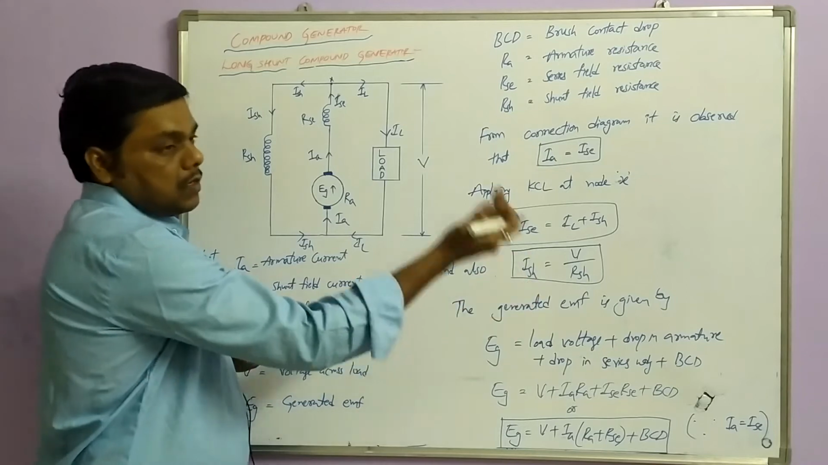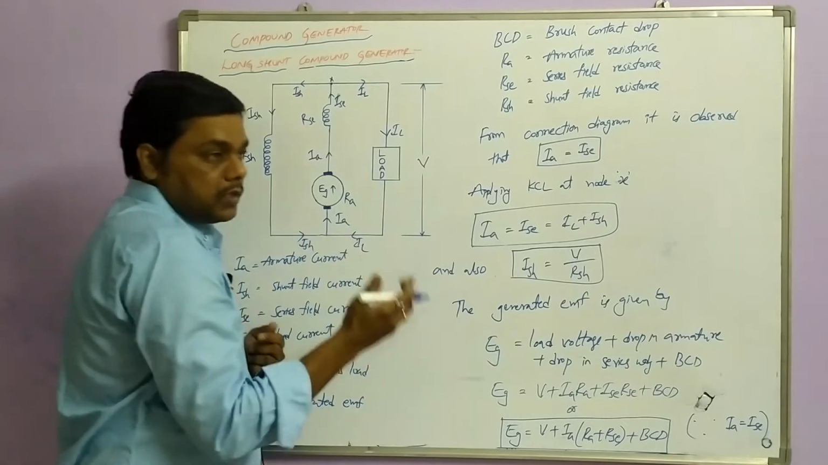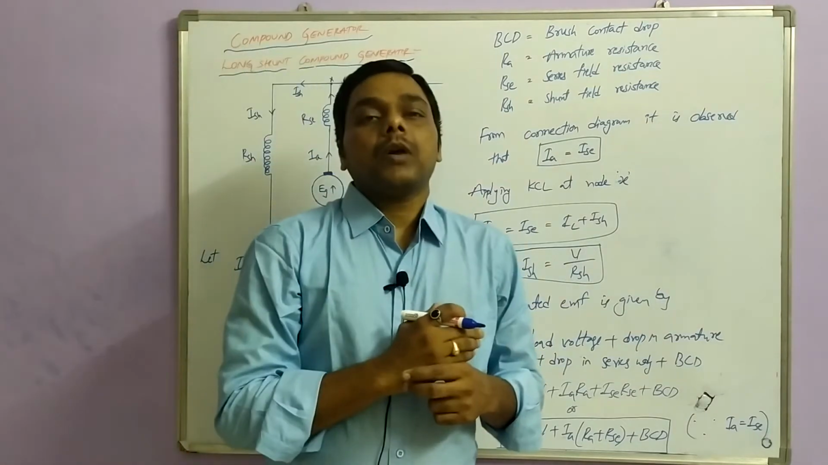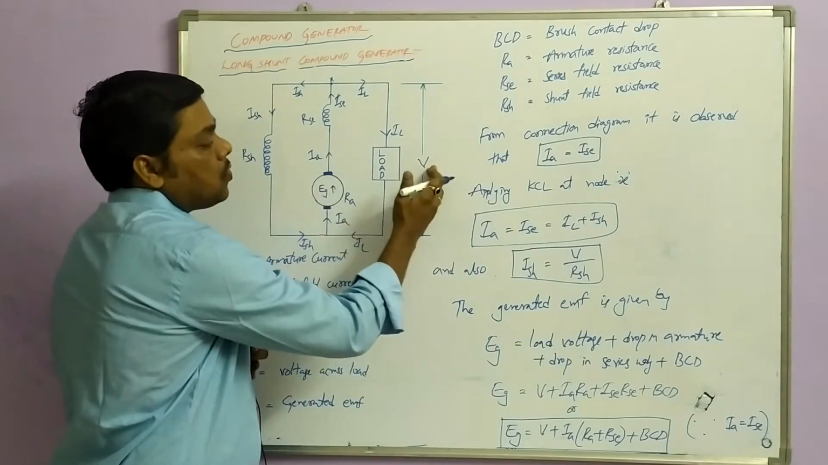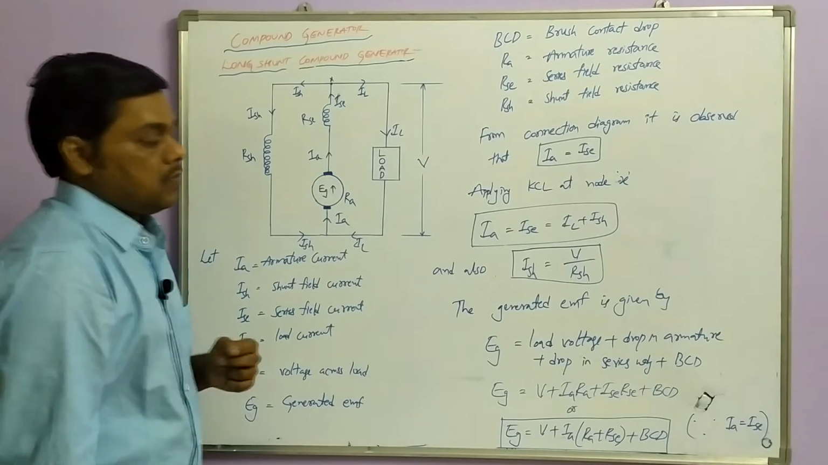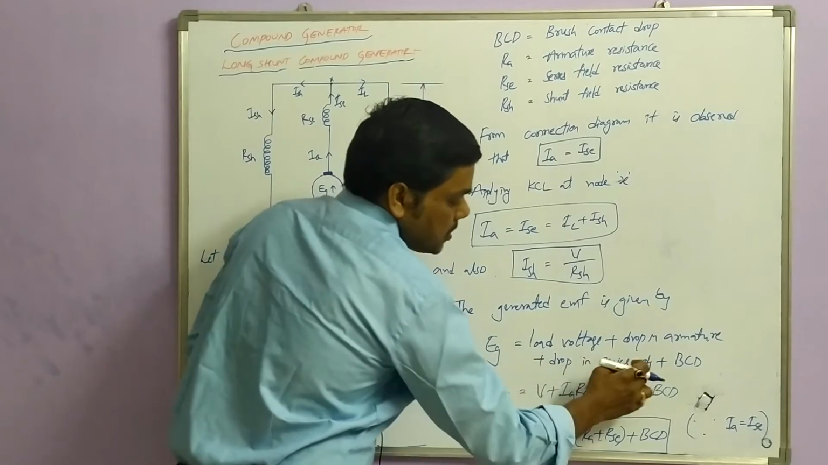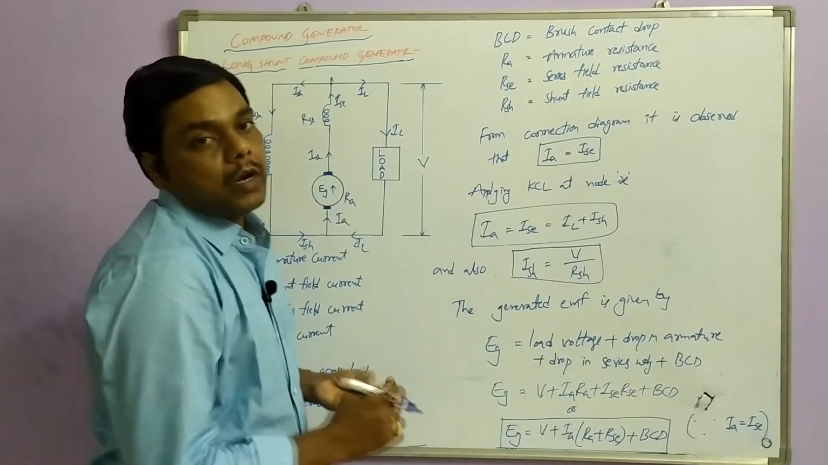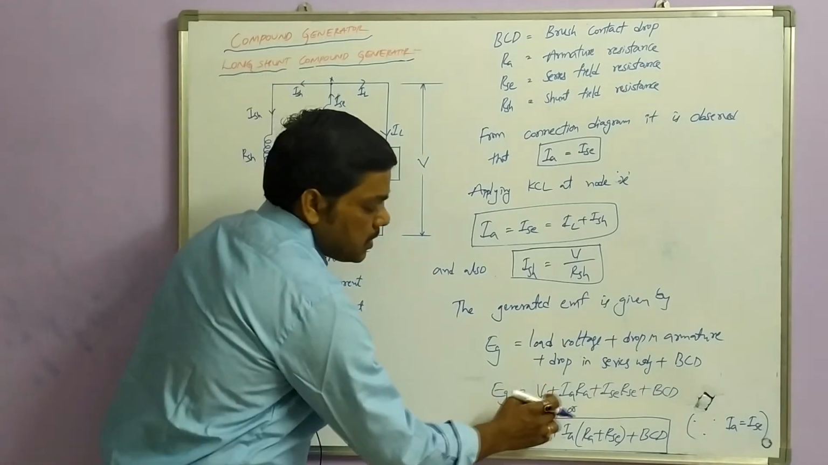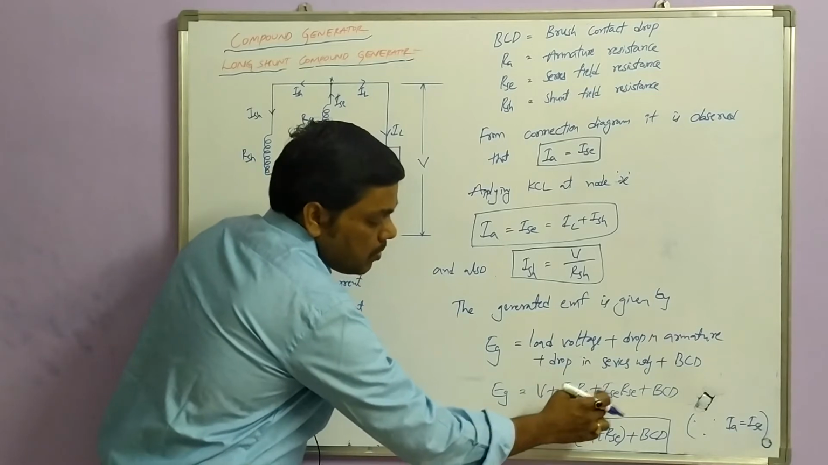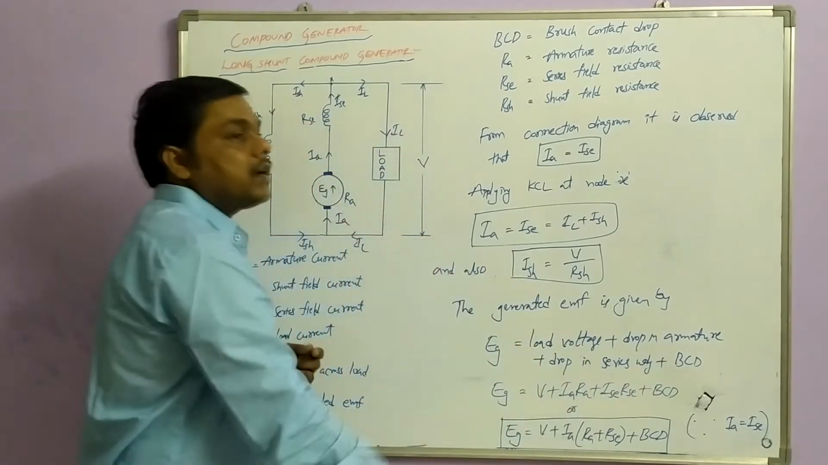We are coming from the end, that is, from the voltage. The voltage is always mentioned in numerical problems, that's why we go from the voltage to the drops. By adding the drops to this voltage, we can get the generated EMF. So EG is equal to V plus the drop in armature IA RA plus the drop in series winding ISC into RSC plus the brush contact drop.